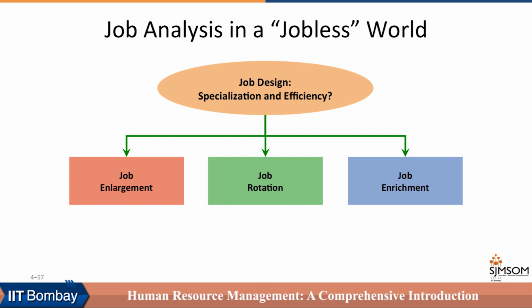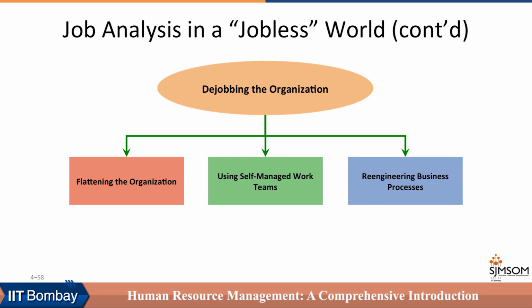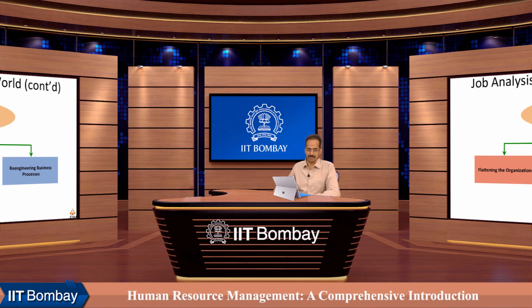Job enrichment is also called vertical enlargement, wherein different types of responsibility, not only in terms of their scope, but the very type of responsibilities are added to the job. We all know that a process called de-jobbing is happening in the organizations, because organizations are flattening with time and technology is helping a lot in that process. More and more organizations are using self-managed work teams.